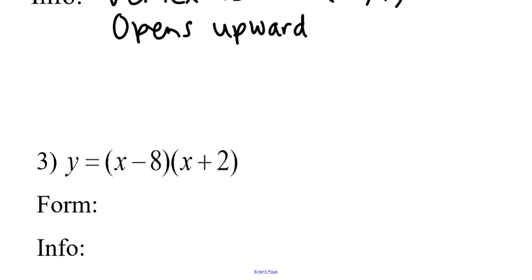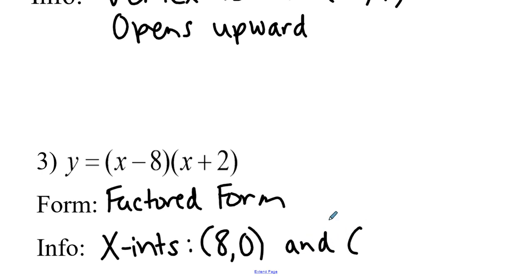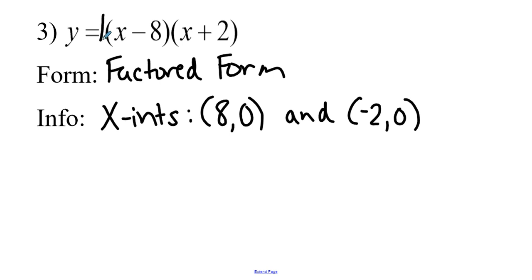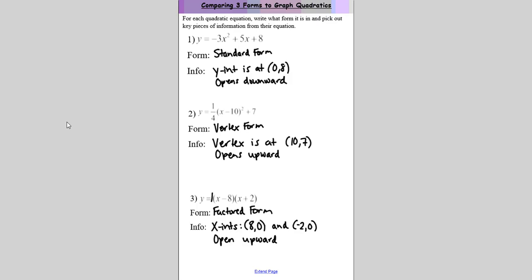Last one, that is written in factored form. Two clear factors, factored form. If it's in factored form, you better be able to tell me where the x-intercepts are. If x equals positive 8, then y would be 0. And if x was negative 2, then y would be 0. The other thing is there's a 1 out front. Don't forget, because there's a 1 out front, that's positive. This graph is going to open upward. There's an example of all three types of forms being shown.